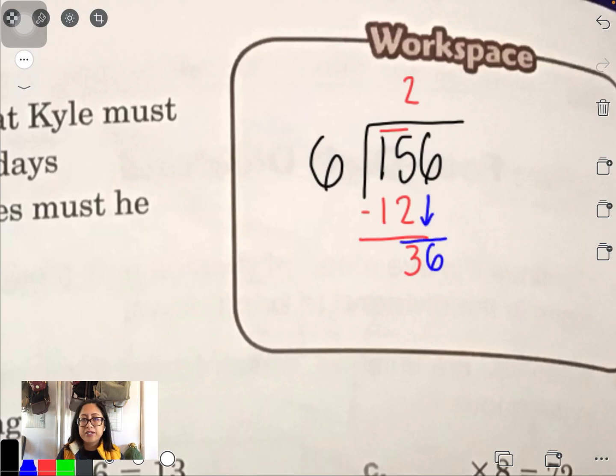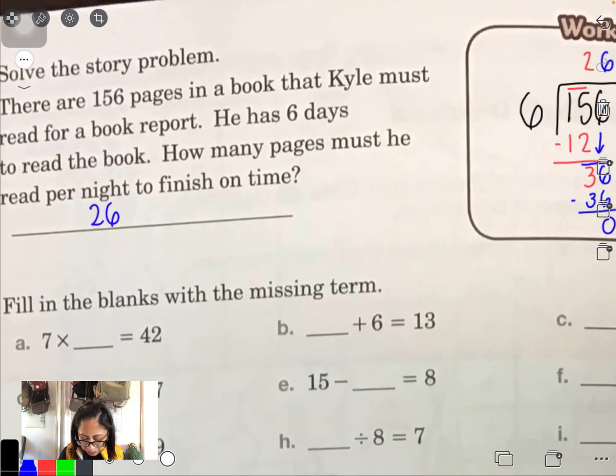36 divided by 6. 6, 12, 18, 24, 30, almost there, 36. So 6. 6 times 6 is 36. 36 take away 36 is 0. So Kyle has to read 26 pages each night to finish the book in 6 days.